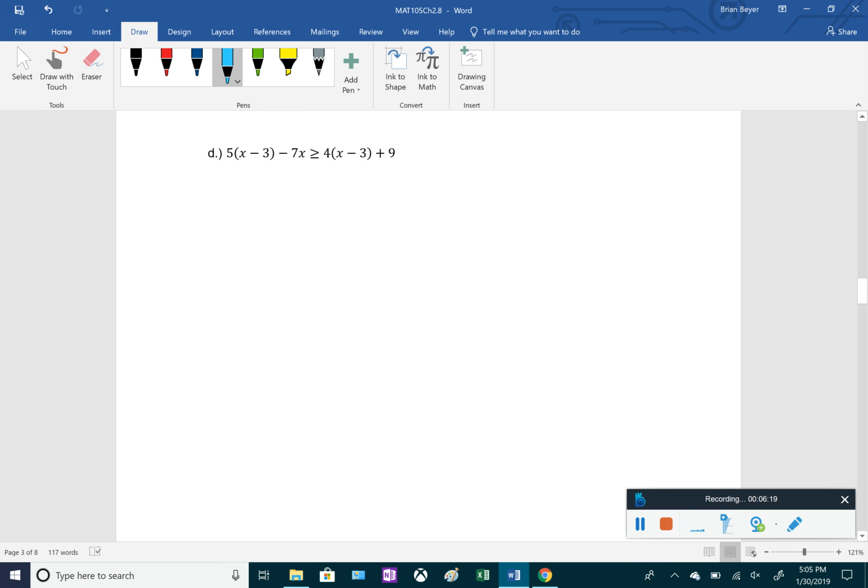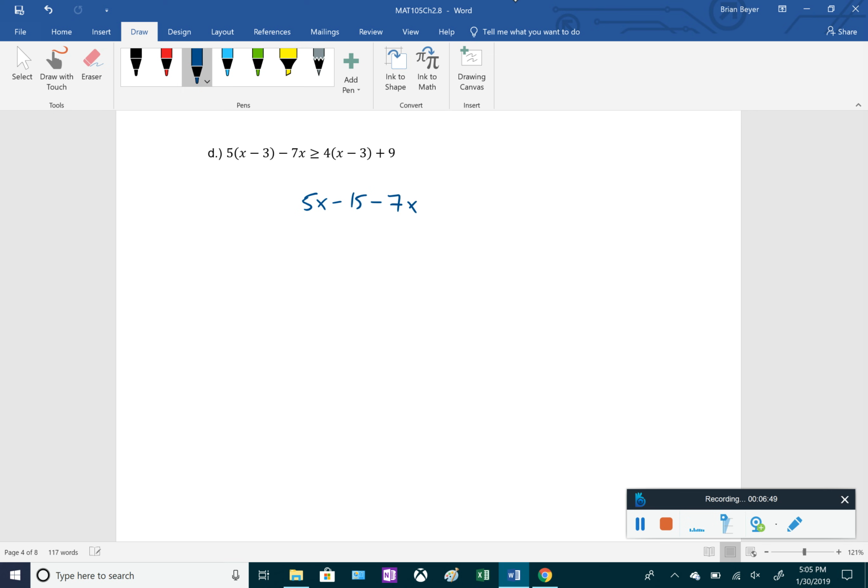Do several more here, make them more complicated. So for D, we have 5 times x minus 3 minus 7x greater than or equal to 4 times x minus 3 plus 9. So we need to simplify both sides of that inequality first, independently, before we do anything. So we have to distribute the 5 on the left. It becomes 5x minus 15.